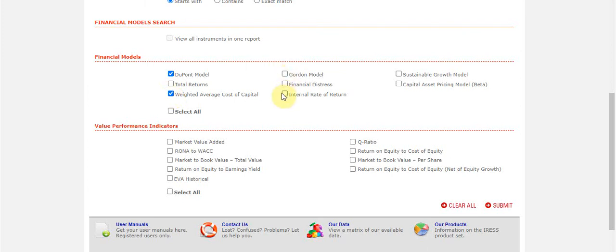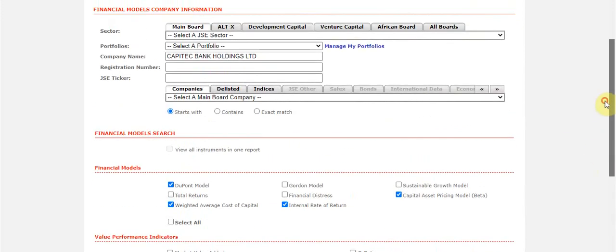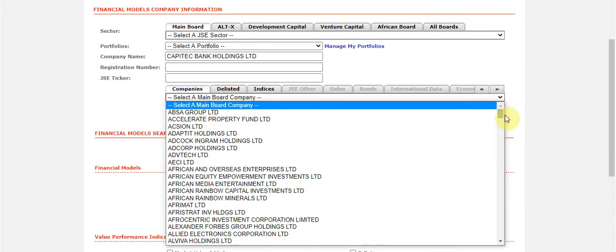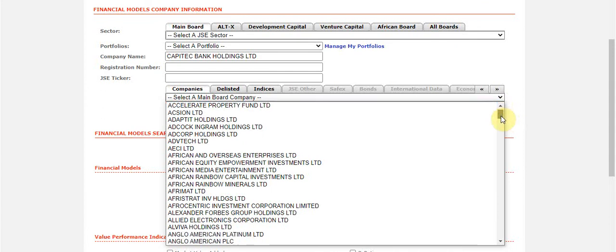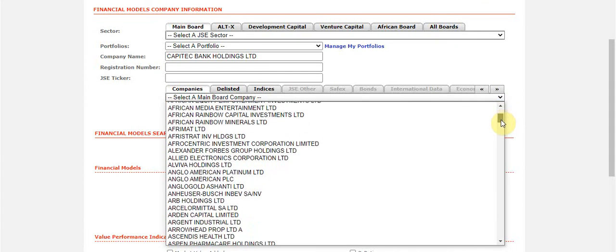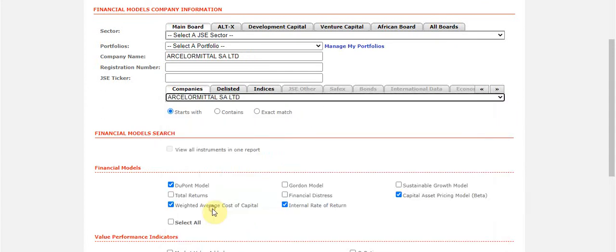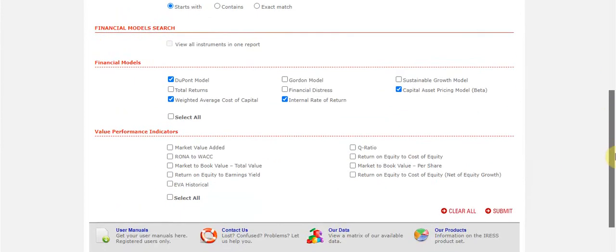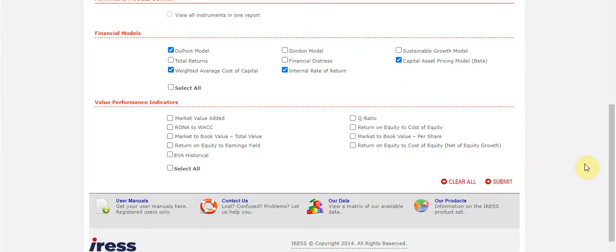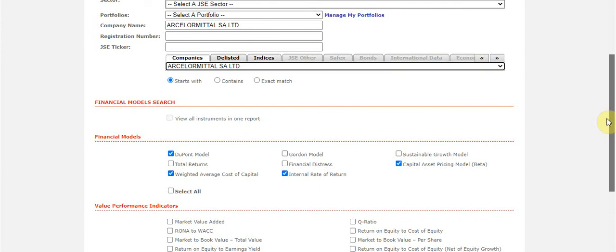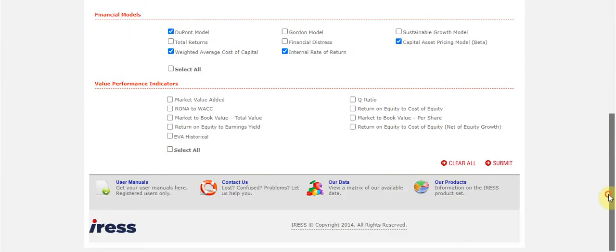Internal rate of return. That's also an element that you should have worked with in financial management. The capital asset pricing model. So you can go and select a company again. What company would we study? Let's look at the local company ArcelorMittal. Let's see what they have available. Have we selected a year or a timing year? I think it's in the next step.